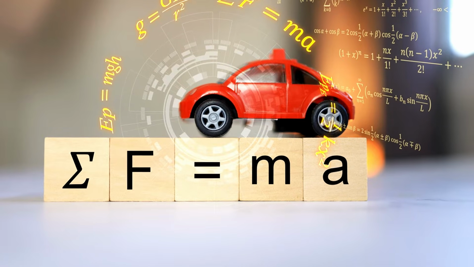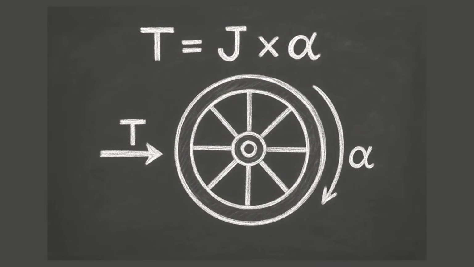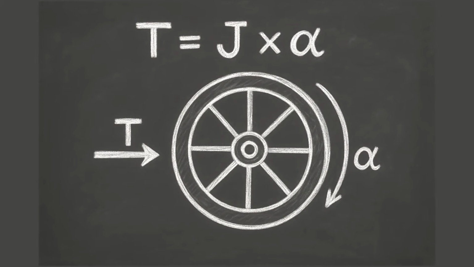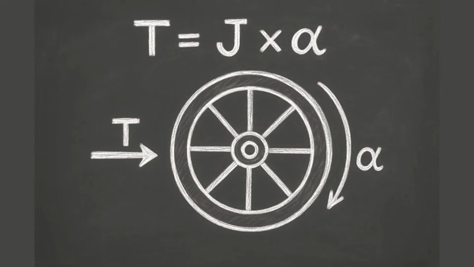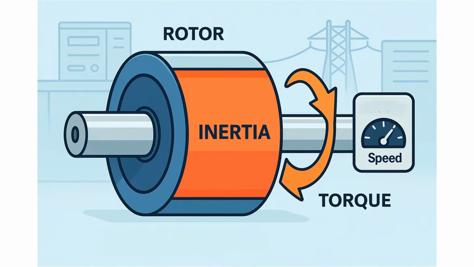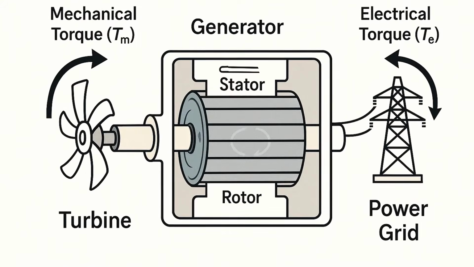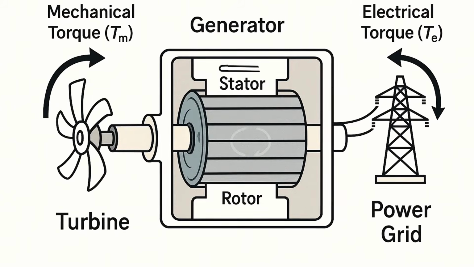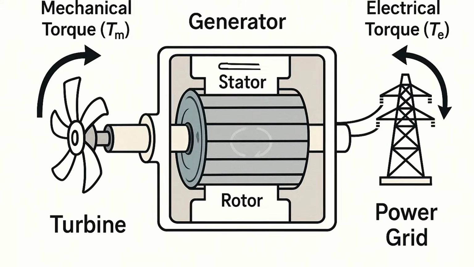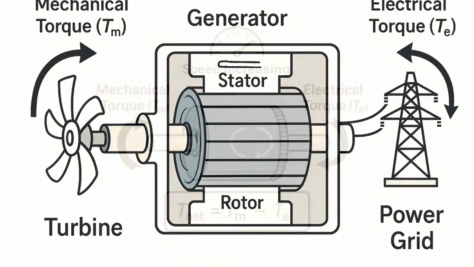Newton's second law. You know it as force equals mass times acceleration. In rotation, it becomes torque equals moment of inertia times angular acceleration, or in symbols, T equals J times alpha. For a generator rotor, this means the change in speed depends on how much torque is acting and how much inertia the rotor has. There are two torques acting on the rotor. One is mechanical torque. That comes from the turbine trying to spin the rotor. The other is electrical torque. This resists motion, as the generator pushes power into the grid.